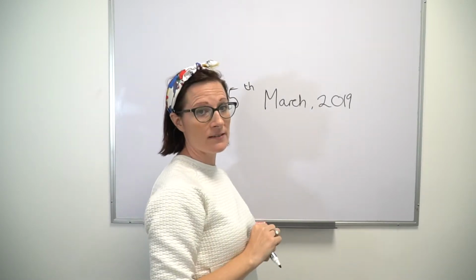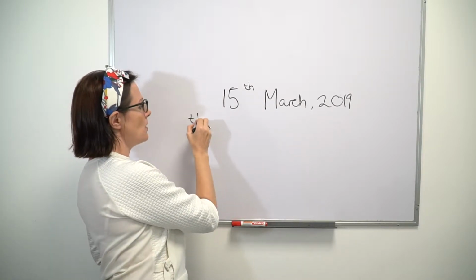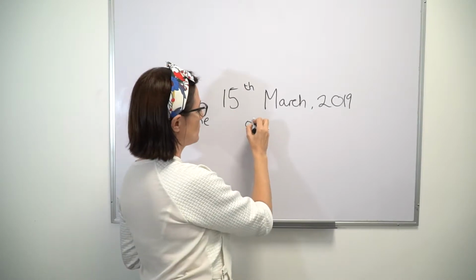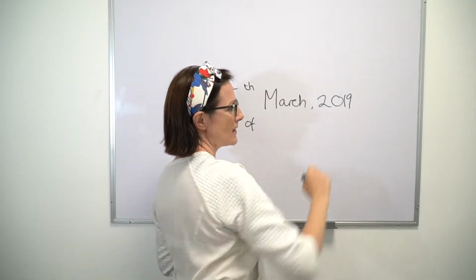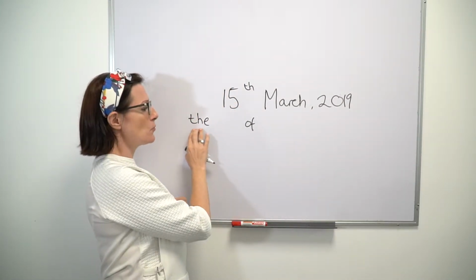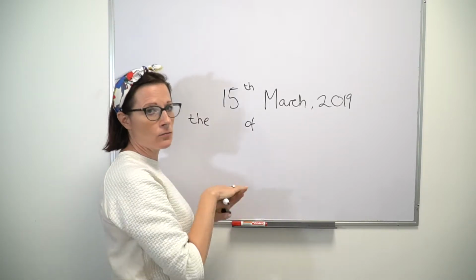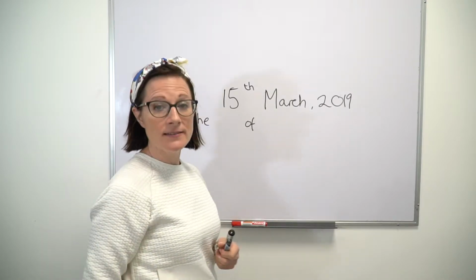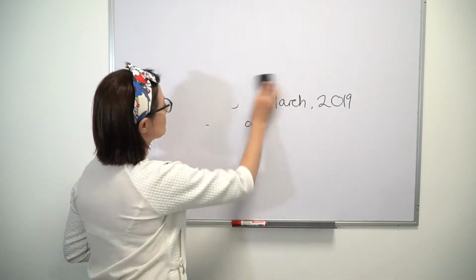We'd say, for example, my birthday is on the 15th of March 2019. So when we're speaking, we insert the words the and of, but when we're writing, we don't. That's the British way. Let's look at how the North Americans will put and write the date.